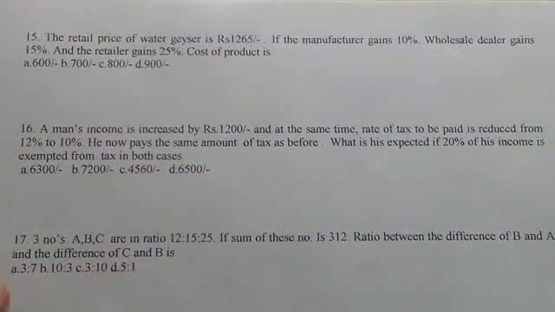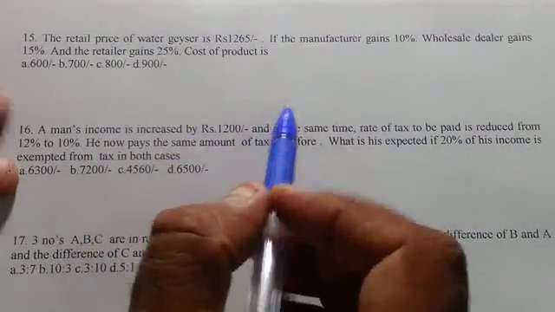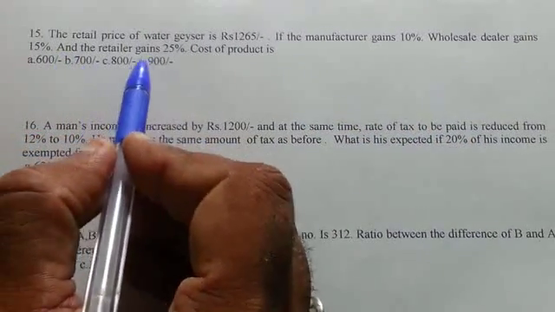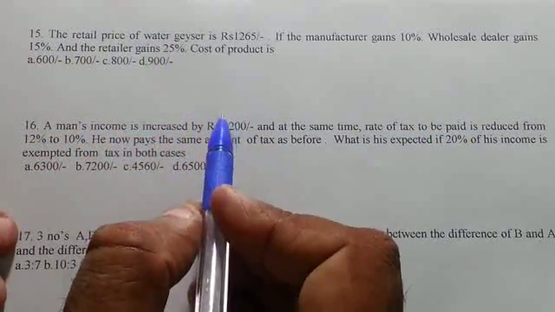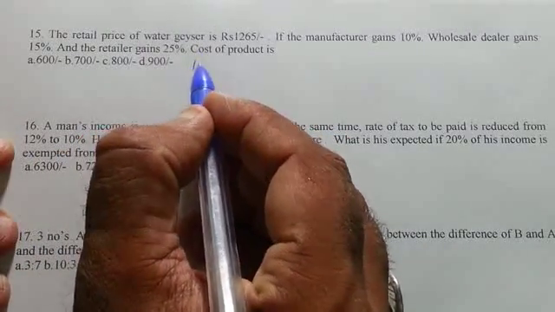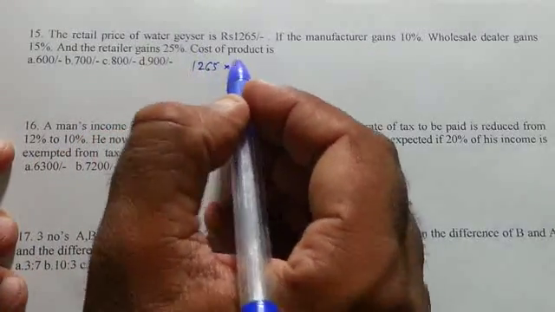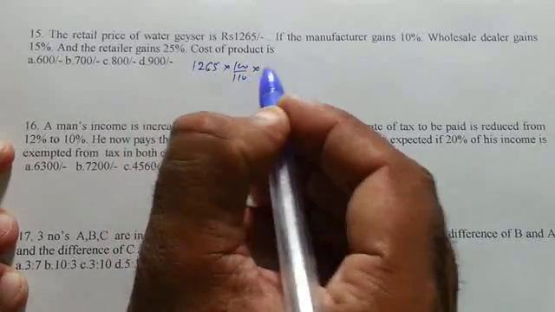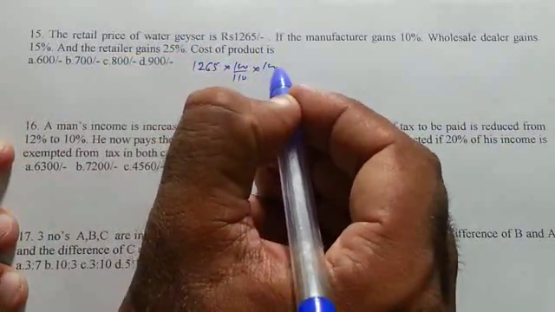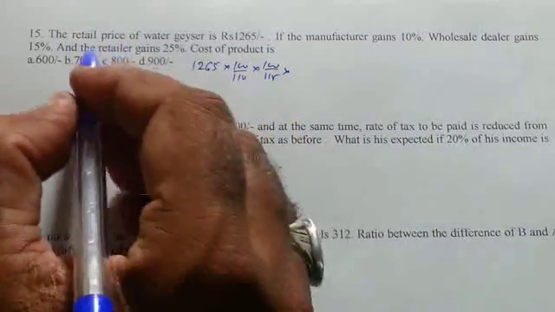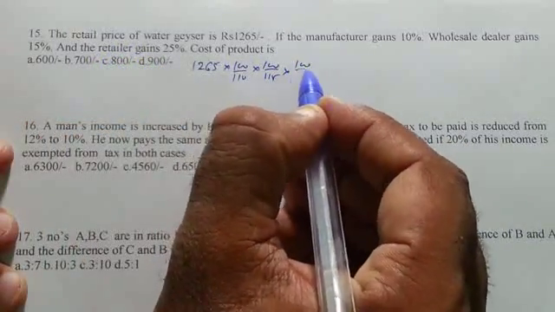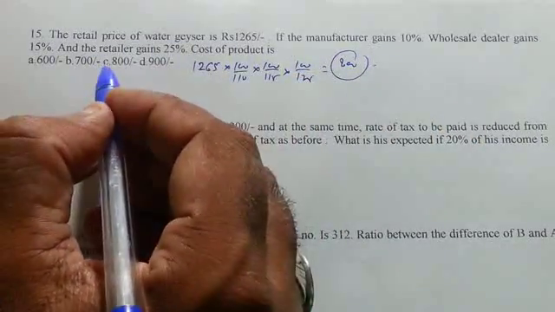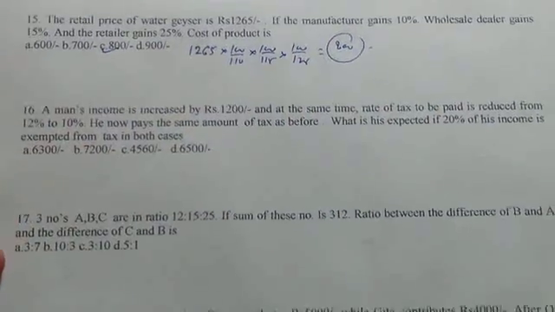Now, the retail price of water geysers was 12.65. If a manufacturer gains 10%, wholesaler gains 15%, and retailer gains 25%, what is the cost of the product? So that's simple. In the case of successive discounts, or you can say a manufacturer gains 10%, that means the cost price will be less. Wholesaler gains 15%, that means again the cost price will be less. And the retailer gains 25%, that means again the cost price will be less. Just solve this value and you will get the answer as 800. So 800 is the answer.